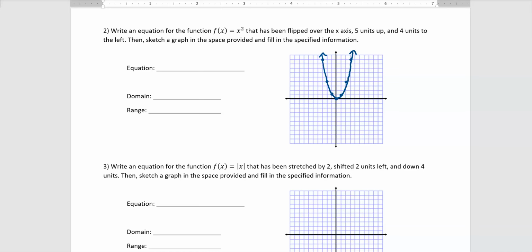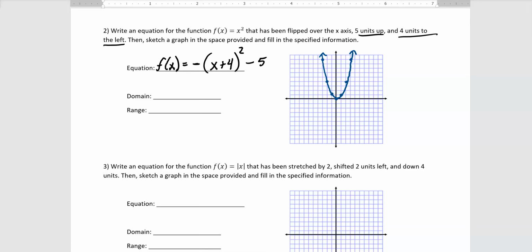Now let's talk about the transformations in our equation. So f of x equals, our x squared has been flipped over the x-axis, so we will have a negative in front. There's no stretch or compression, so we won't have a coefficient other than that negative. It's been moved 4 units to the left, so that occurs inside the parentheses. We'd say plus 4. And then don't forget the actual operation, the squared. That's really important. And then 5 units down, so minus 5.